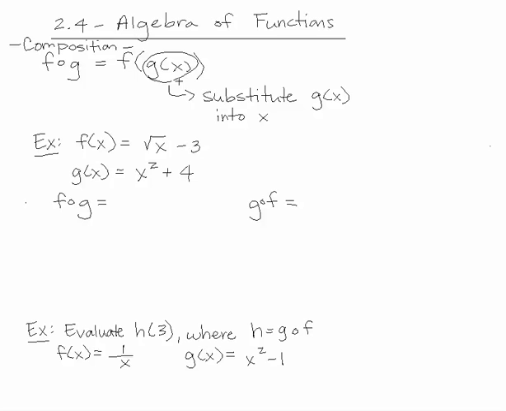x into that x. Taking a look at an example, f of x equals the square root of x minus 3. g of x equals x squared plus 4. And now let's find f circle g, or in other words, f of g of x. And this means that we're taking g of x and we are substituting it into x of our f of x. So instead of writing the square root of x, we're writing the square root of x squared plus 4 minus 3.